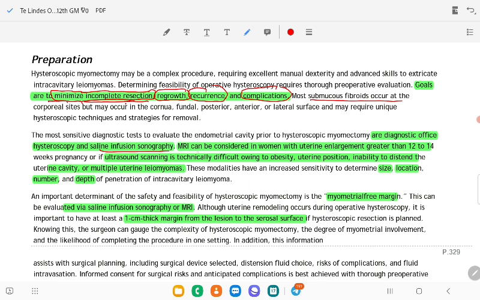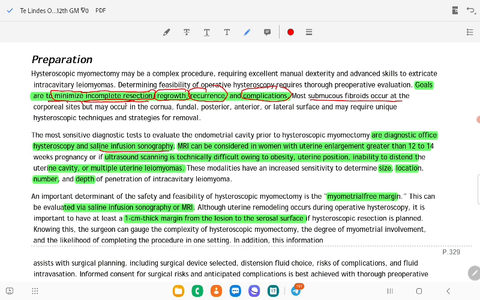If it is type 0, it is completely intracavitary. If it is type 1, it is less than 50% intramyometrial and more than 50% intracavitary. Type 2 is more than 50% intramyometrial.